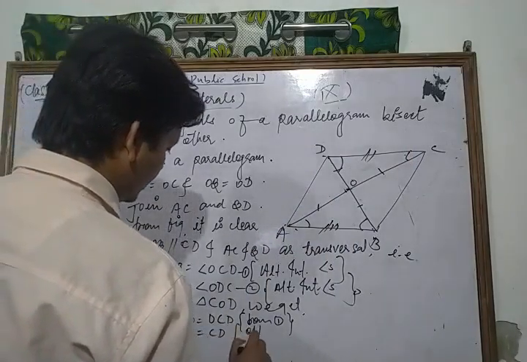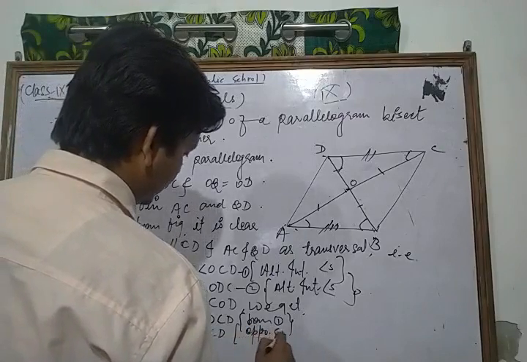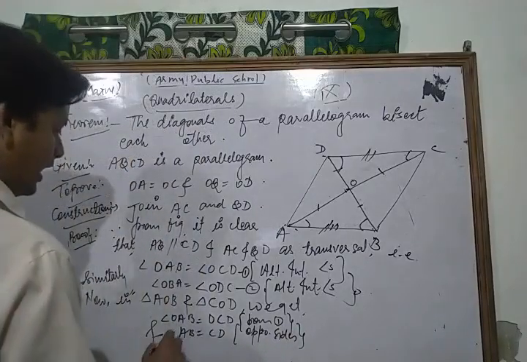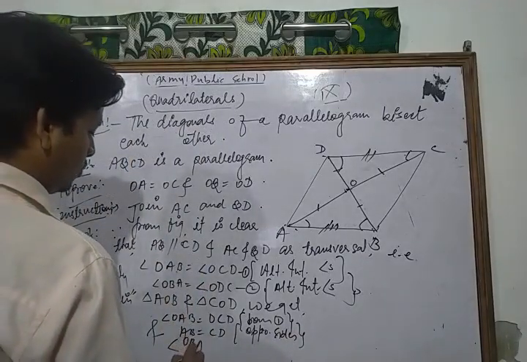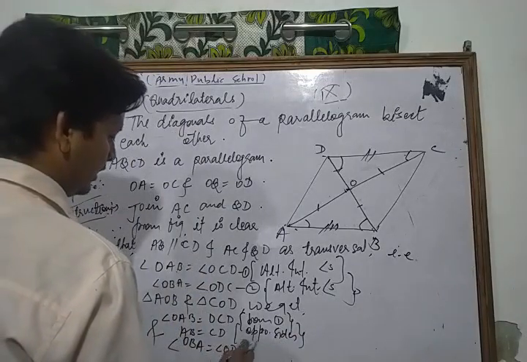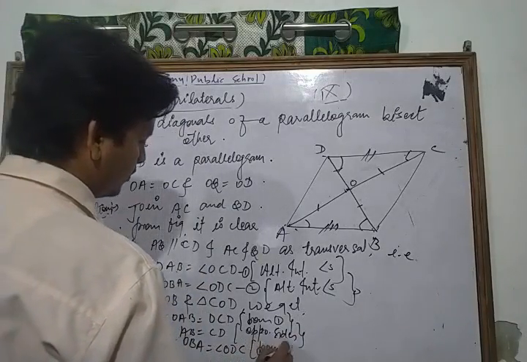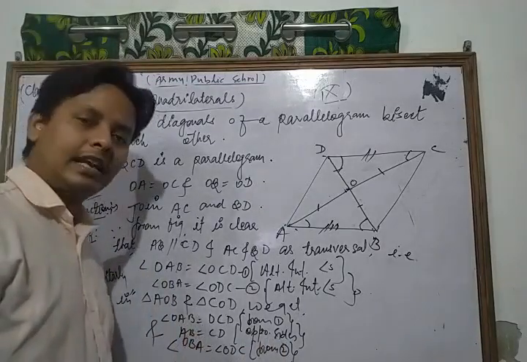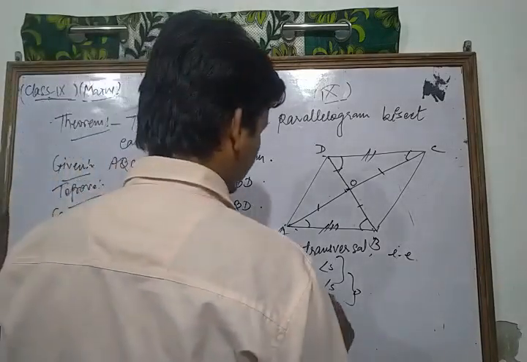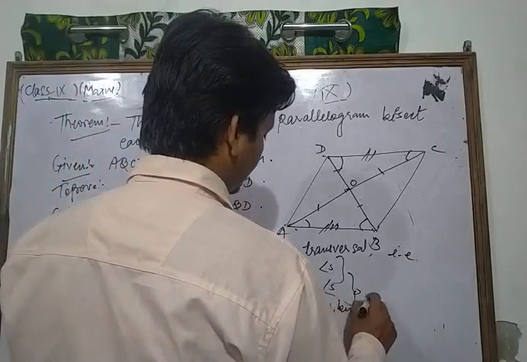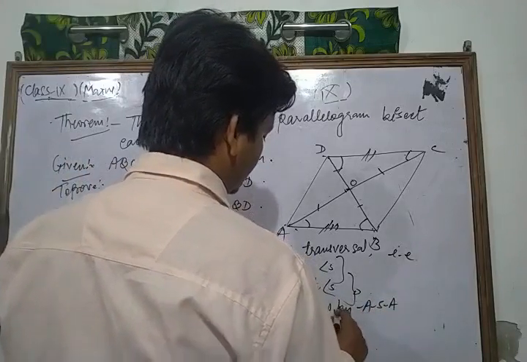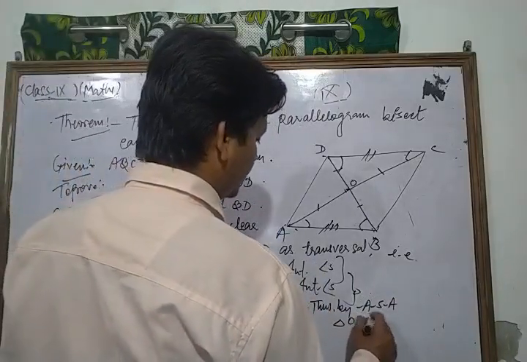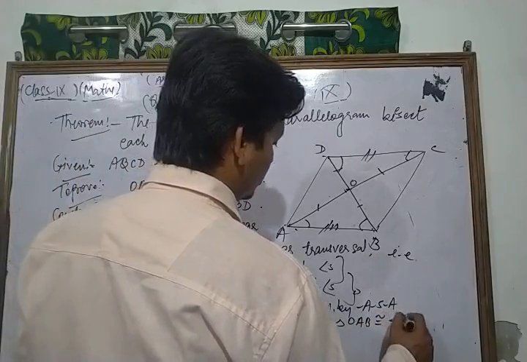These are the opposite sides of a parallelogram, which are also equal, and angle OBA is equal to angle ODC from equation 2. Thus by the angle side angle congruence rule, triangle OAB is congruent to triangle OCD.